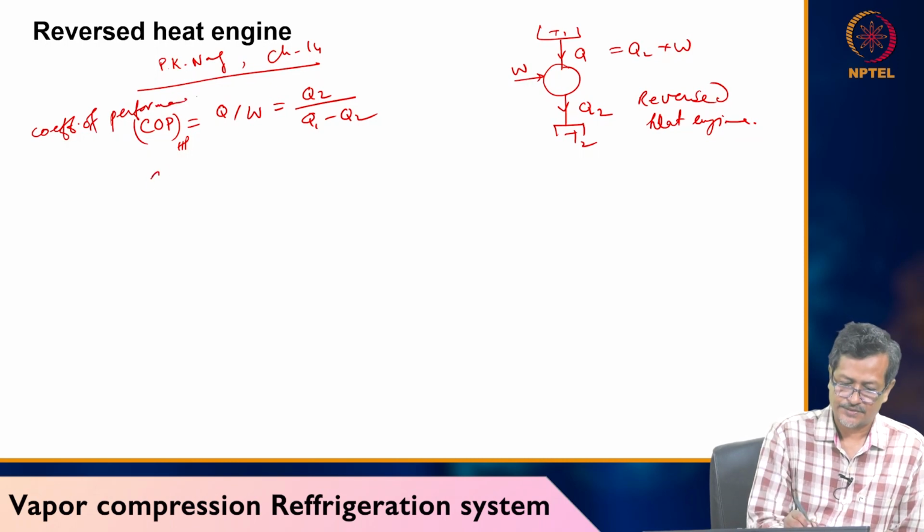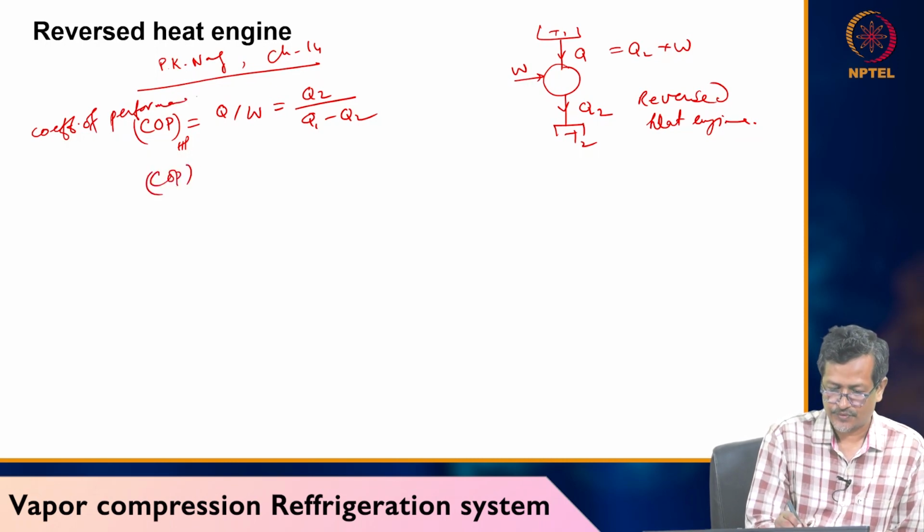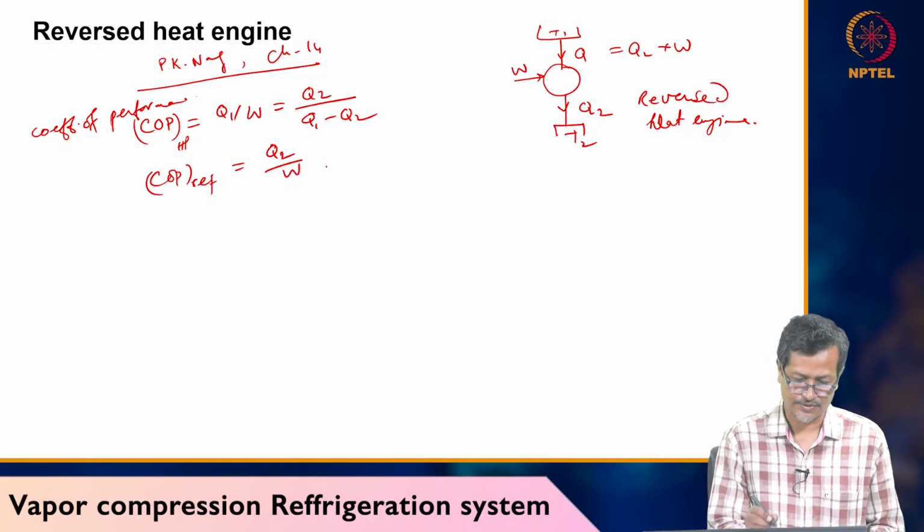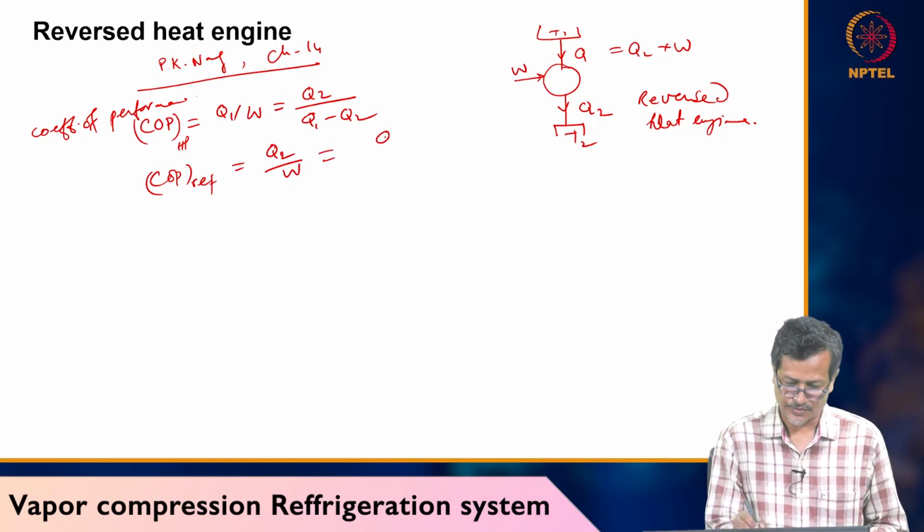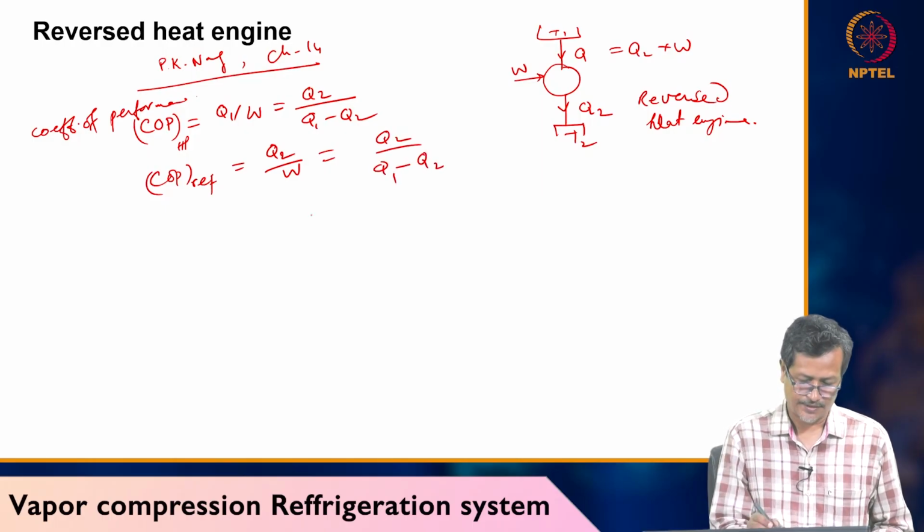COP of heat pump, refrigeration: Q2 by W. You should not get confused. The first one is Q1, the second one is Q2. So Q2 by Q1 minus Q2.